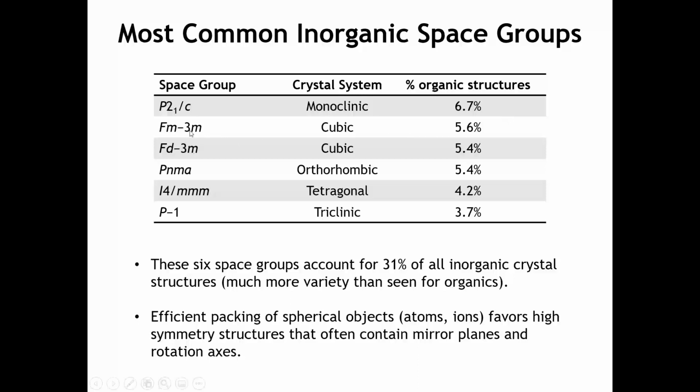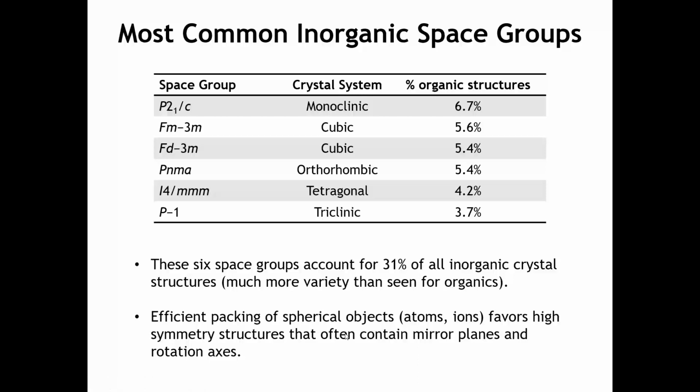But then we see a couple of cubic crystal systems that are next. And these crystal systems have a lot of symmetry. They have intersecting mirror planes. They have threefold axes on diagonal directions. They have fourfold axes, and they have glide planes. And the reason why we see such high symmetry structures has to do with the kind of forces that favor bonding in metallic and ionic solids.